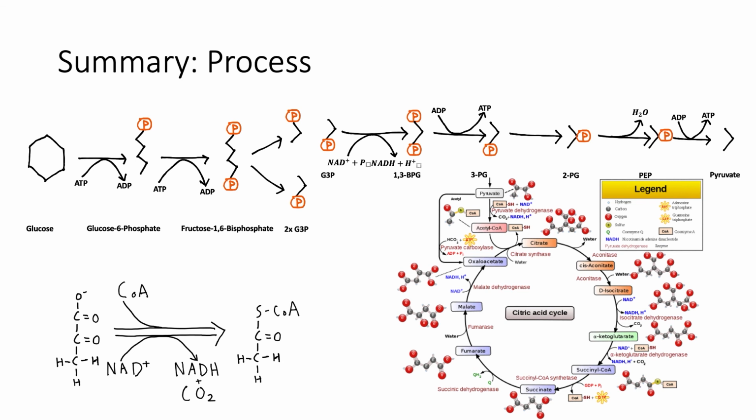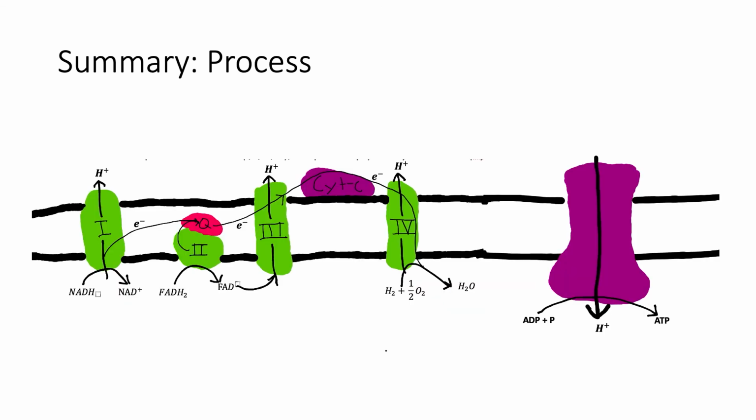Finally, we have oxidative phosphorylation, which can be further broken down into the electron transport chain, which uses electrons from electron carriers to pump protons from the matrix to the intermembrane space. Then in chemiosmosis, those protons are pumped back where they would like to be, into the matrix, and then the energy that's generated by doing this is used to make ATP.